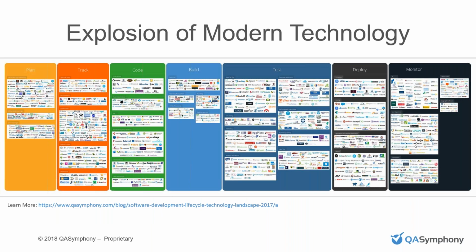You're using things like Jenkins for build tools, or TeamCity, or you're looking at tracking tools like Jira and Atlassian software, Rally and VersionOne, and different code deployment tools. There are all these things going out there around the entire software development lifecycle, and this explosion of modern technology.